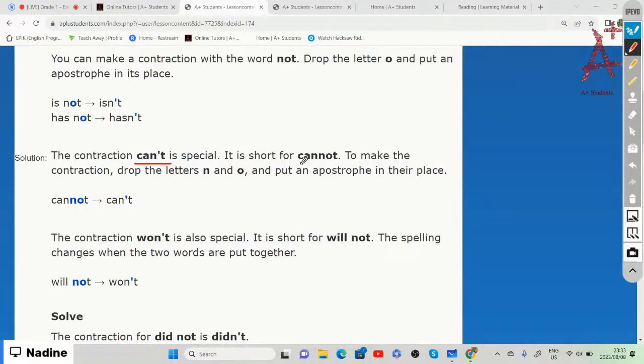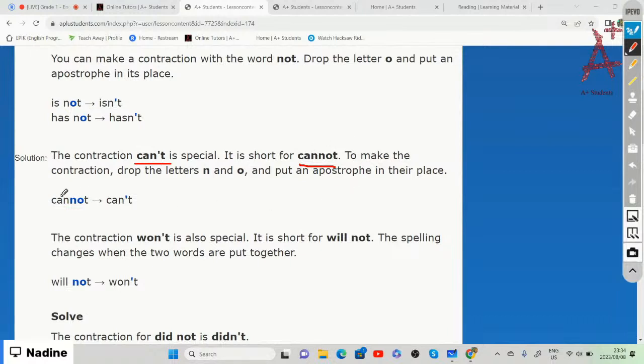It is short for cannot, right? Cannot. So cannot is the word. As you can see, this is basically one word, but the way it sounds, it's as if two words are put together: can and not. So cannot. It is short for cannot.